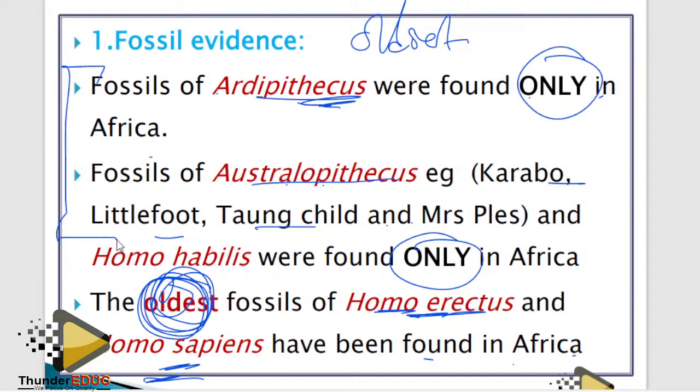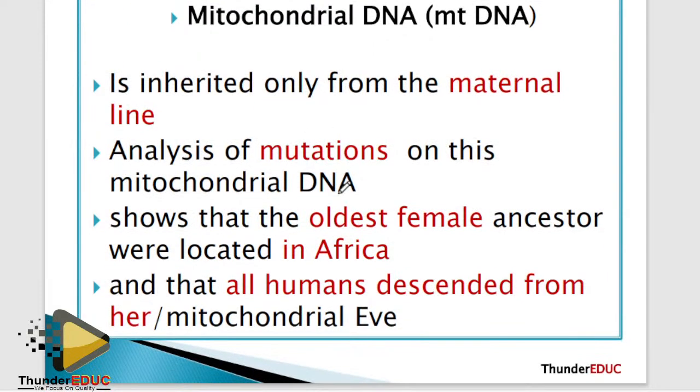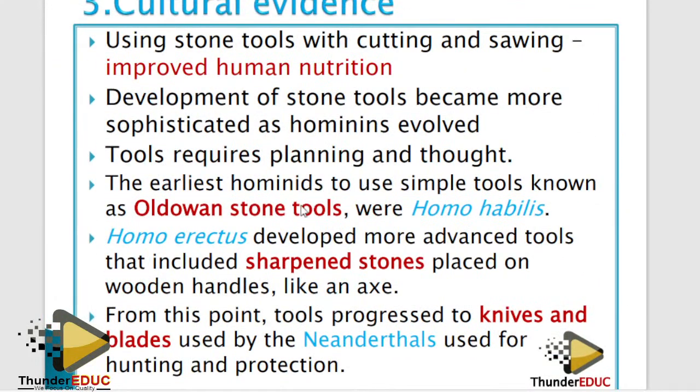Guys, here we are too strict. You only talk about Ardipithecus, Australopithecus, and Homo habilis only found in Africa. But when you talk about Homo erectus and Homo sapiens, you talk about the oldest fossil being found in Africa. Mitochondrial DNA, that's genetic evidence. Here you just talk about where the oldest female was discovered. Then cultural evidence, you talk about the oldest tool, which is Oldowan, discovered in Africa. So basically that's what you need to talk about.